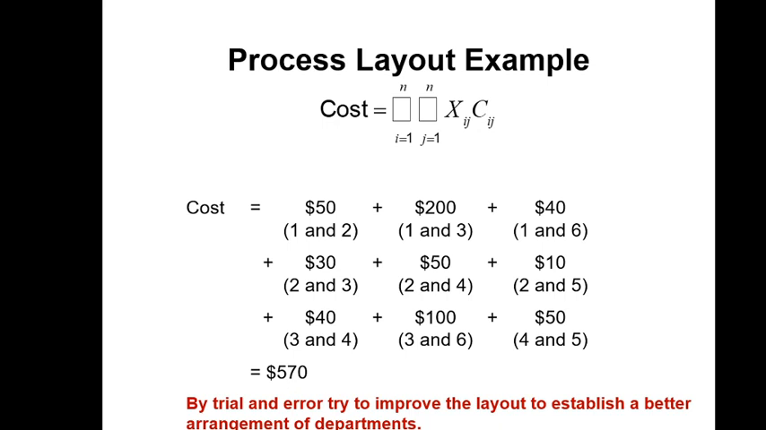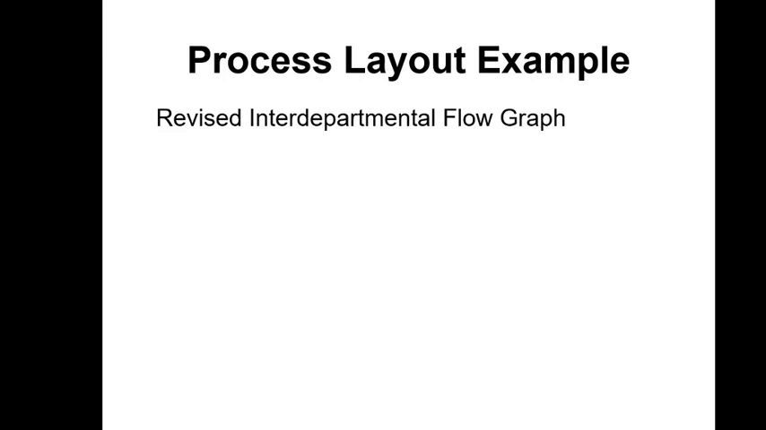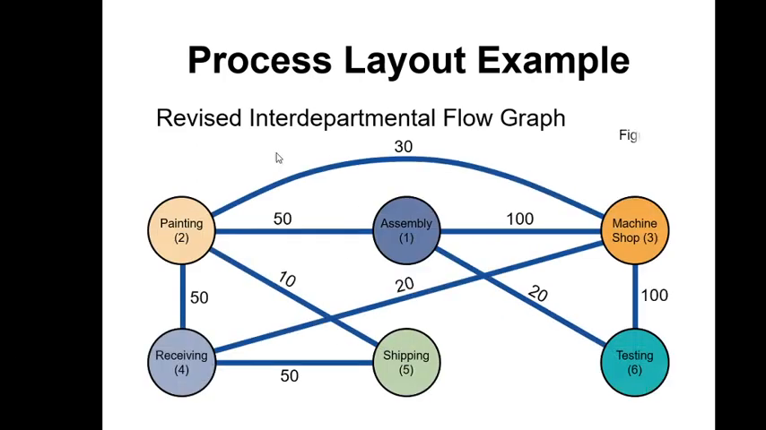Now guys, as I told you, this is not necessarily the optimal solution. By trial and error, you and I will now try to improve the layout to establish a better arrangement of departments. Better arrangement of departments means we try to find another possible arrangement or layout with less cost. We'll try to exchange; this is the second possible arrangement, the revised interdepartmental flow graph.